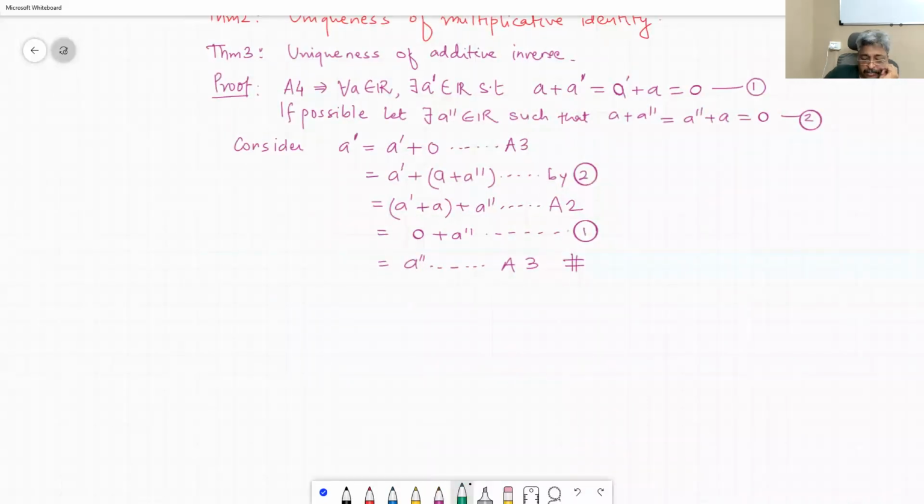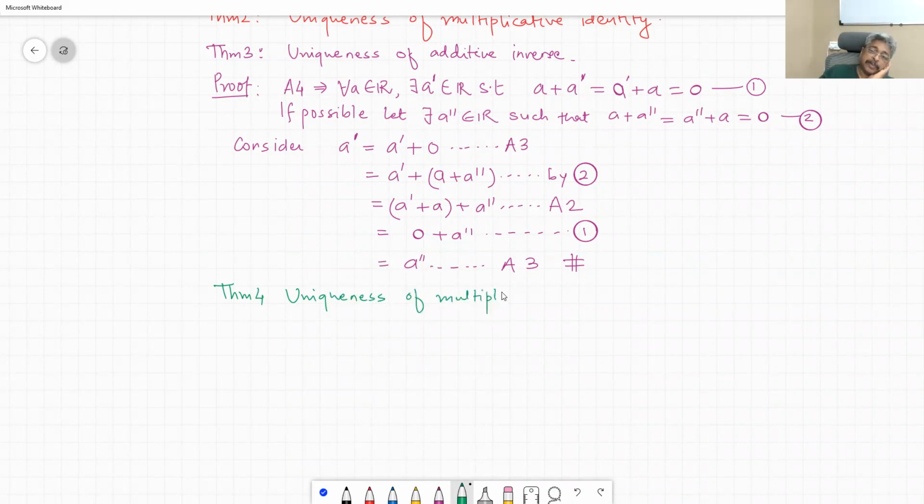Let me write down the theorem. I leave the proof to you. Theorem 4: uniqueness of multiplicative inverse. Exactly similar steps except addition, you will have multiplication, and of course that zeroness is important, that whenever you write A4 you should write that A is not equal to 0. Okay, next theorem, theorem number 5.